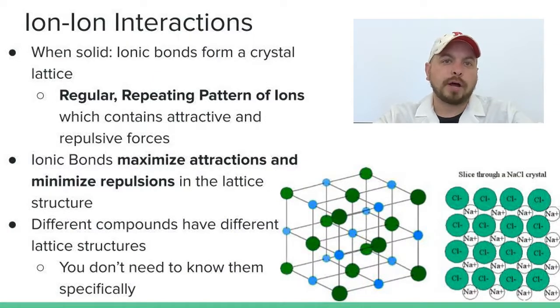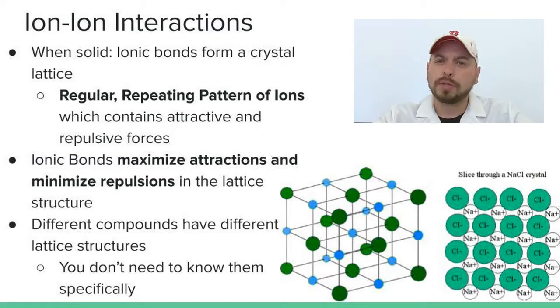Ion-ion interactions are often known as ionic bonds, and ionic bonds in the solid form what's called a crystal lattice. Now, the crystal lattice is a regular repeating pattern of these ions, and inside of the crystal lattice, there are both attractive and repulsive forces. So the actual structure of the lattice itself maximizes the attraction between ions and minimizes the repulsion between ions. For that reason, different compounds will have different lattice geometries, different lattice structures.